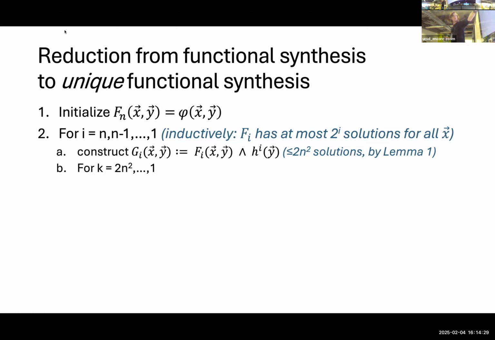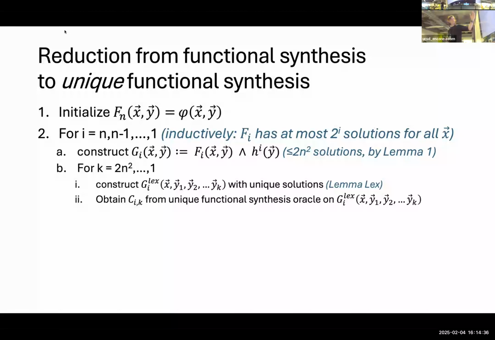And right, so by lemma 1, we have at most n squared solutions, and so we're going to iteratively pick out things that have k solutions, k going from 2n squared down to 1, and using our unique functional synthesis oracle to obtain a function that, for those inputs that had exactly k solutions for this hash function, will give me solutions for those, okay?